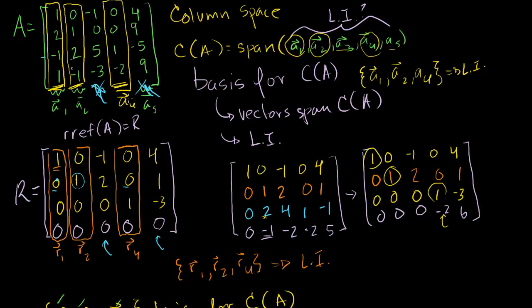Hopefully this didn't confuse you too much, because the idea is very simple. Take A, put it into reduced row echelon form, and see which columns are pivot columns. The corresponding columns are going to be a basis for your column space. If you want to know the rank for your matrix, you can just count them. Or you could literally just count the number of pivot columns you have in your reduced row echelon form. So that's how you do it. In the next video, I'll explain why this worked.